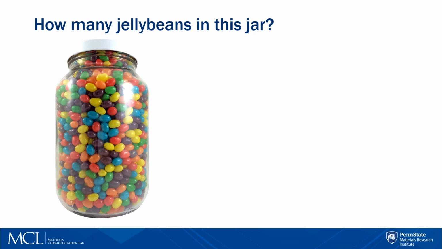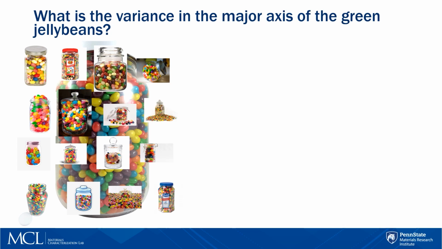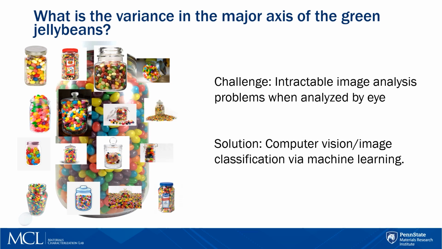But if you don't have the ability to measure that, or maybe let's say there's many jars and just way too many things to count, or maybe you need a particular physical property of some of those beans that you want to extract, the ways that we do this within the world of image analysis is through computer vision and image classification via machine learning. It is a very powerful tool for what are seemingly intractable image analysis problems.